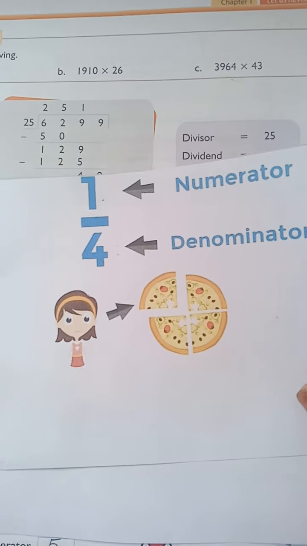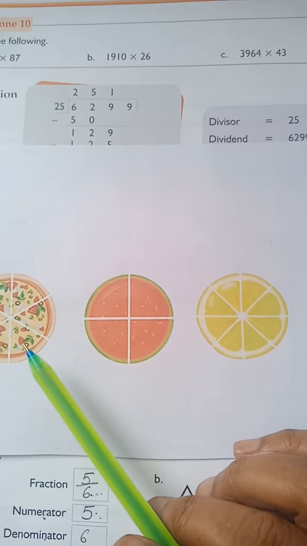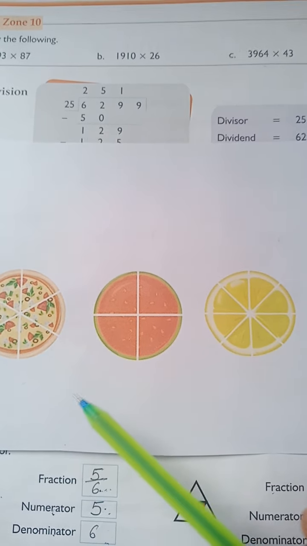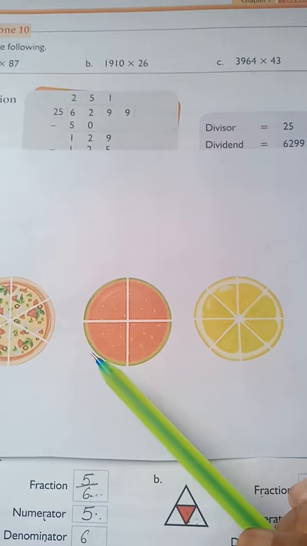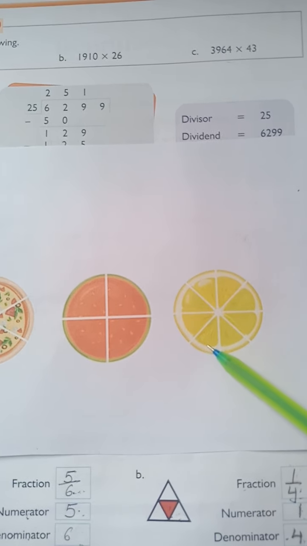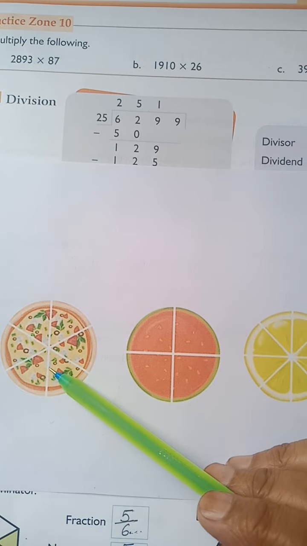We have so many real life examples. The most common examples of fractions from real life are equal slices of pizza, fruit, a cake, a bar of chocolate. You can say here a lemon. These are equally divided into so many parts.